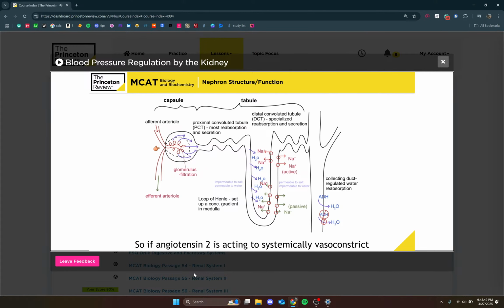So if angiotensin 2 is acting to systemically vasoconstrict all of the arteries in the body, then both of these vessels are going to be constricted. And that's fine for the efferent arteriole. We want to let less blood out of the system, but not so good on the afferent side because that's going to let less blood in. So less blood in, less blood out means we haven't really changed pressure inside the glomerulus here.